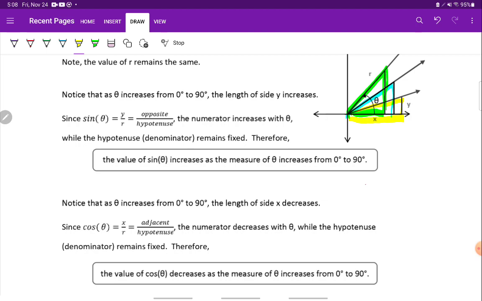Cosine of theta is equal to x over r, our adjacent side over our hypotenuse. And what's happening is the numerator is decreasing as theta gets larger, while the hypotenuse stays the same. Therefore, the value of cosine of theta decreases as the measure of theta increases from 0 to 90 degrees.